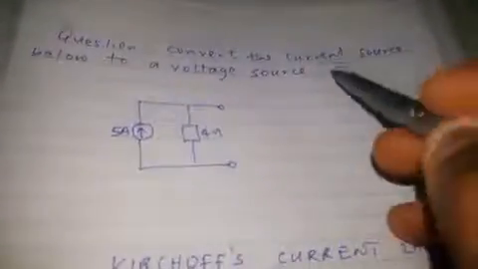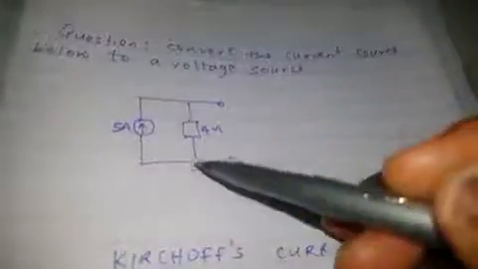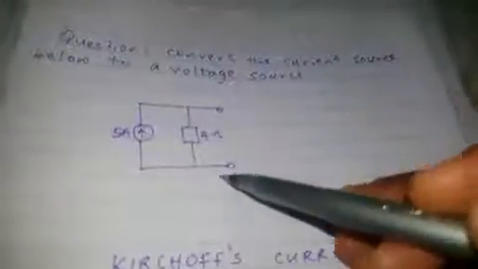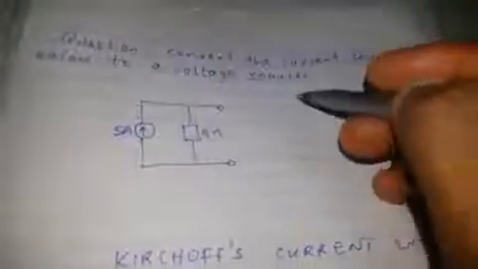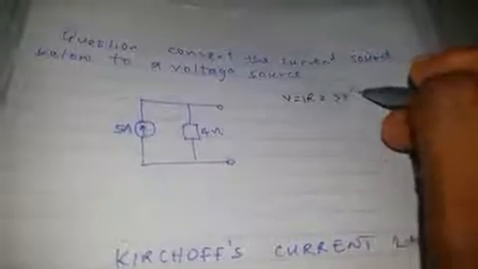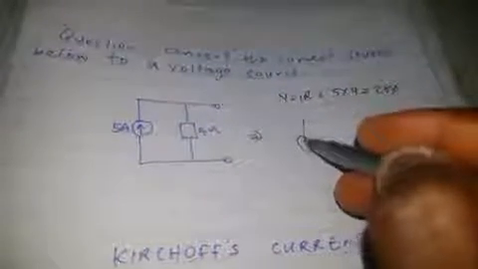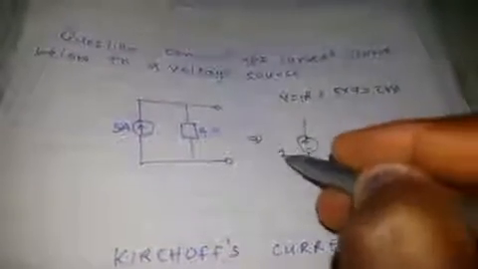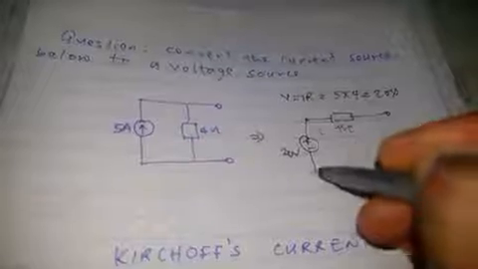Now it says convert the current source below to a voltage source. That's the current, and it satisfies the condition. This current is in parallel with this resistor. They're in parallel, so we can find our V, which is IR, which means 5 times 4, which is equal to 20 volts. So this source can now be converted to a voltage source. We have the plus and minus, which is 20 volts, now in series with the 4 ohm resistor.